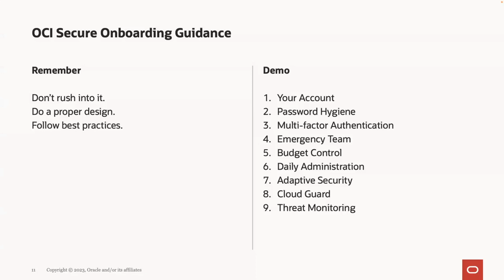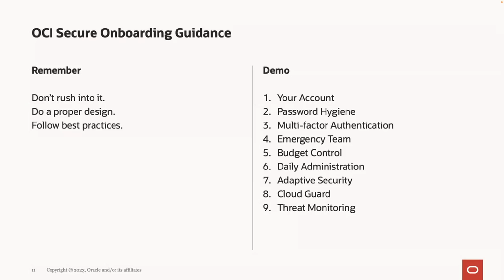Budget control is a nice little thing that allows you to monitor your environment with unexpected budgeting. For example, someone creating resources that are not expected for that. On the daily administration, we have different users that use that, not the emergency, or not the cloud account or the administrators in general. And then at the end, I'll show you how to monitor all these users with a tool called Adaptive Security, and of course CloudGuard, as it monitors the whole tenancy and threat monitoring.